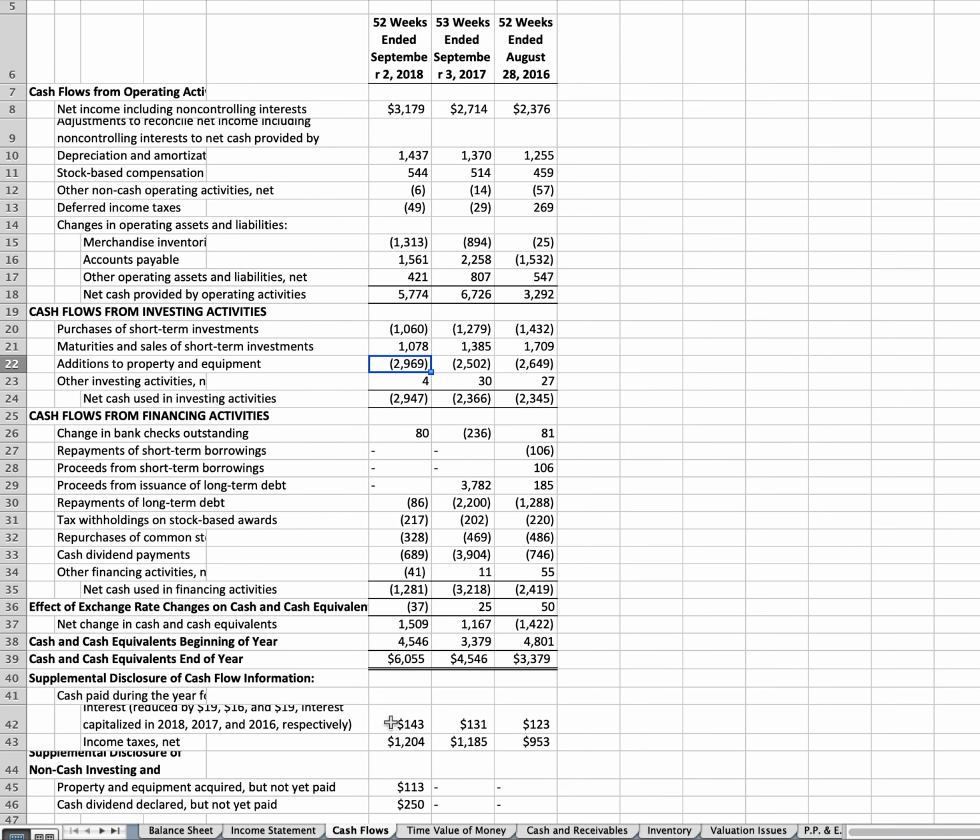Moving on to cash flows, the important number to keep an eye on is the additions to property, plant, and equipment, which was $2,969.